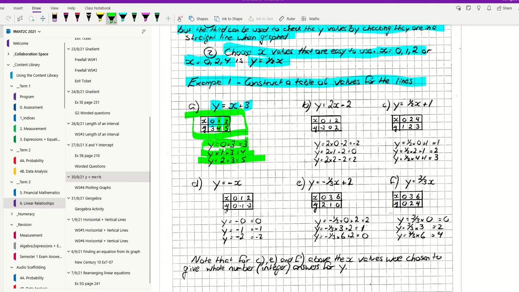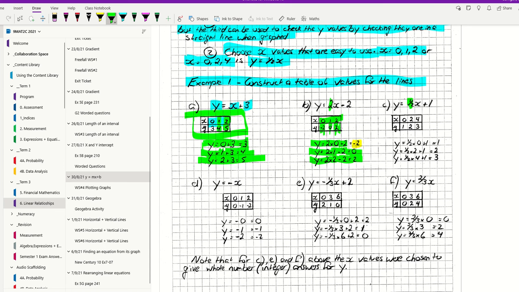Moving along to our next one, we've got y equals 2x minus 2. There's nothing stopping us from using the easy ones, 0, 1 and 2. Y equals 2 times 0, which is 0, minus 2. So y is equal to minus 2. On our next one, we have y is equal to 2 times 1 minus 2. 2 times 1 is 2, minus 2 is 0. So we've got 1, 0, and we had 0, minus 2. And then finally, y is 2 times 2 minus 2. 2 times 2 is 4, minus 2 is 2. So 2 and 2. There are our 3 values we need.